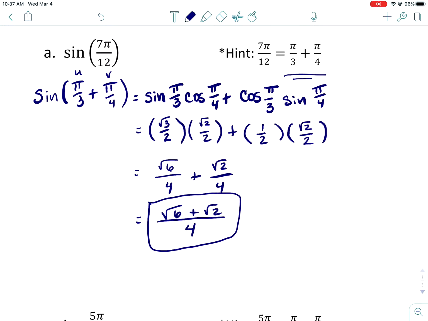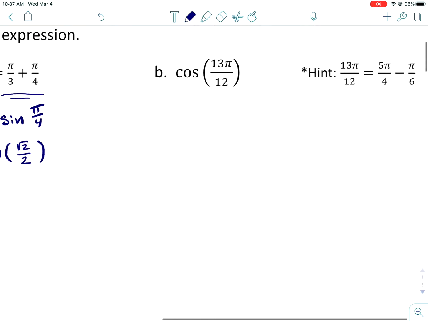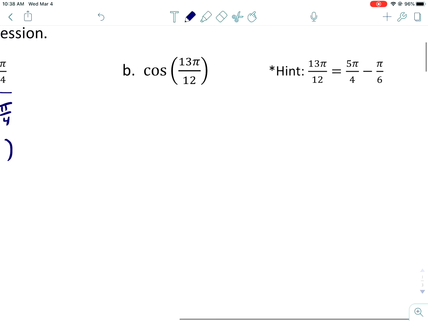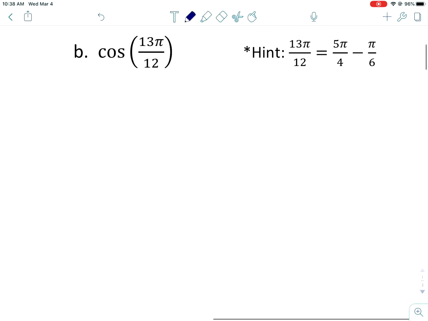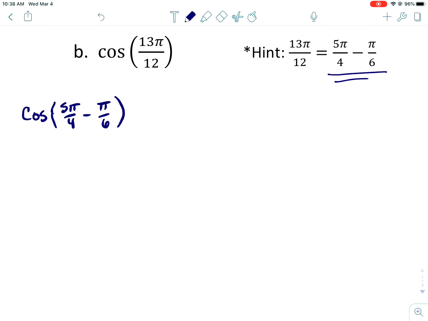All right, let's look at another one. So this one, we're going to find the cosine of 13 pi over 12. We're given a hint that tells us how we can use special angles to get 13 pi over 12, subtracting those two. So the first thing I would do is rewrite it. So instead of writing 13 pi over 12, I'm going to write that as 5 pi over 4 minus pi over 6.